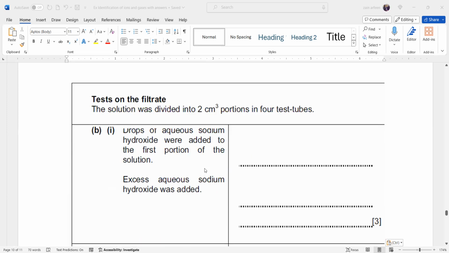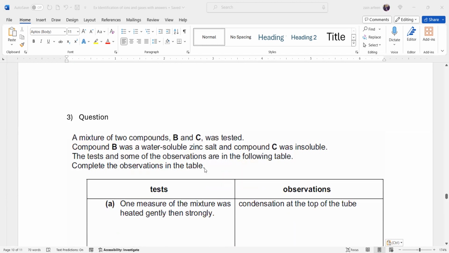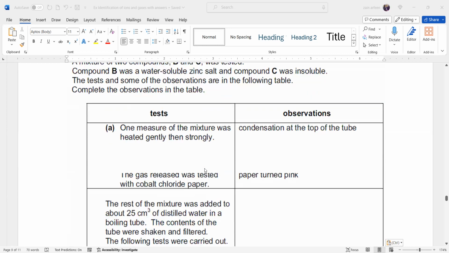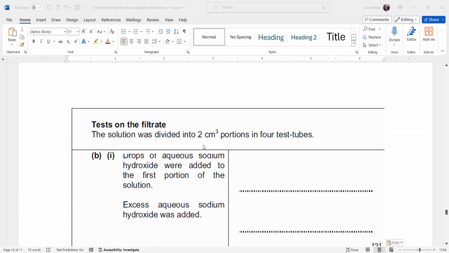The mixture was added and D is a soluble salt, water soluble, B is water soluble and C is insoluble. Test on a filtrate. What will be the filtrate? Is it B or C? B, because the residue will be C. Filtrate means what passes through a filter paper. They mentioned B is a soluble zinc salt. So zinc is there, and what else with zinc we don't know.